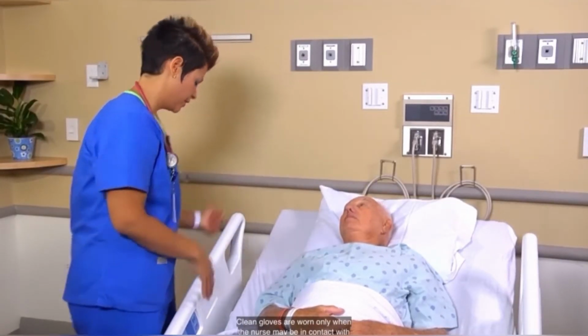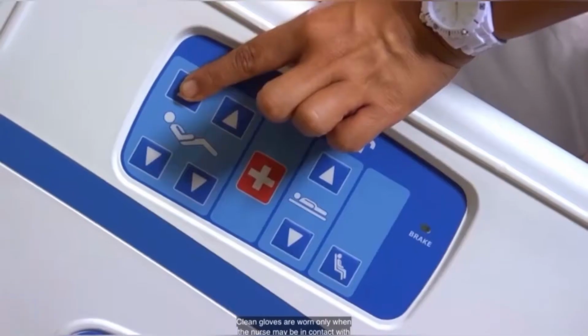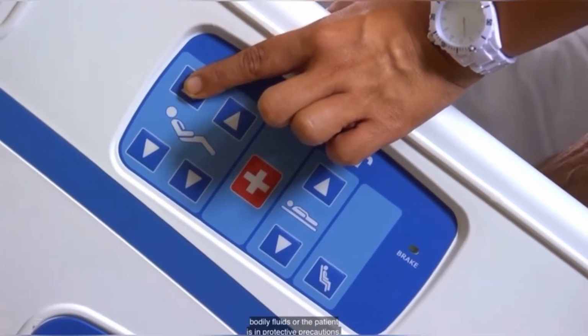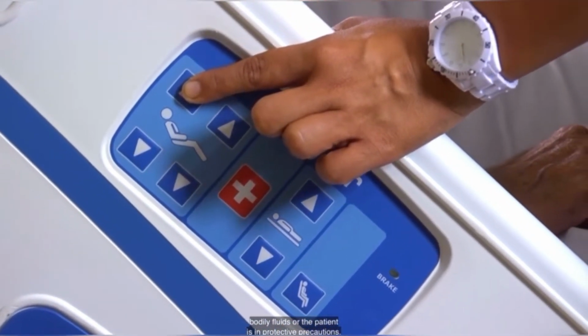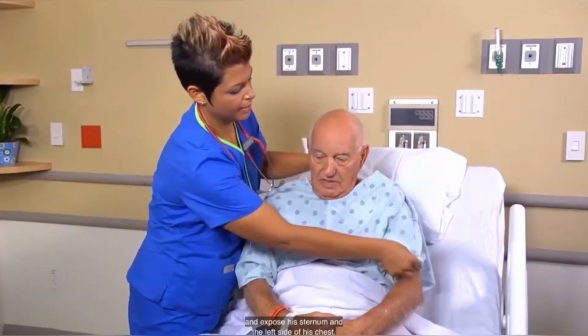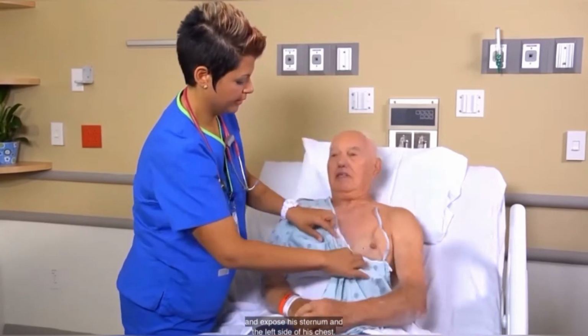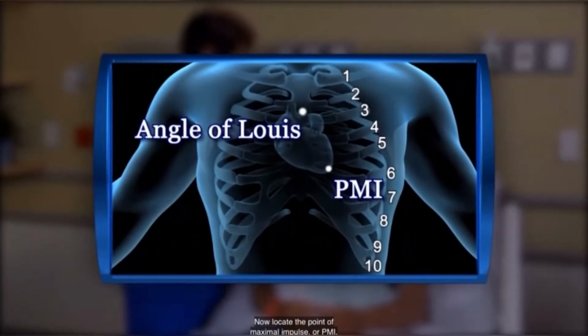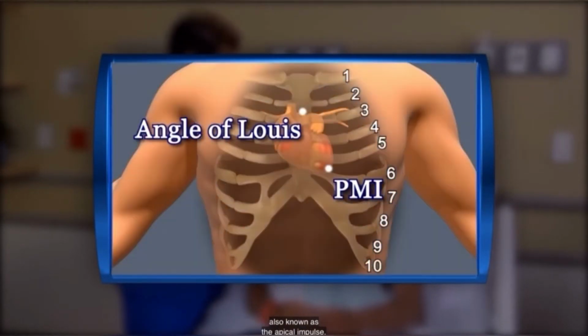Clean gloves are worn only when the nurse may be in contact with bodily fluids or the patient is in protective precautions. Help the patient into a supine or sitting position and expose his sternum and the left side of his chest. Now, locate the point of maximal impulse, or PMI, also known as the apical impulse.